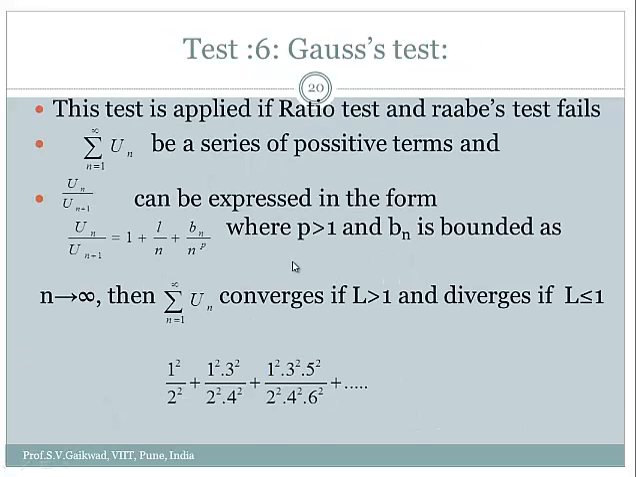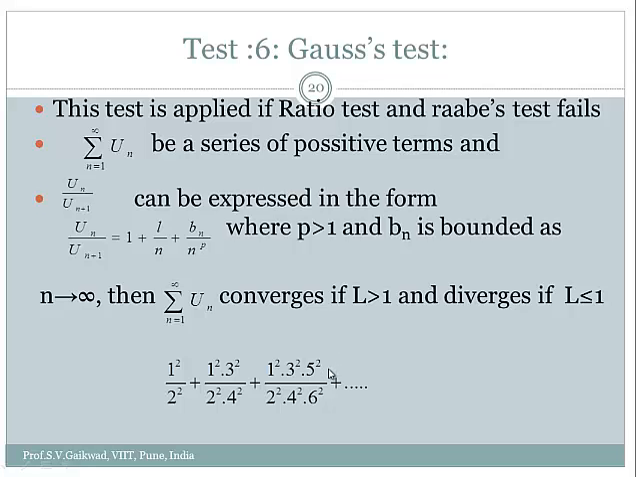Now in Raabe's test again, if limit is 1, ratio test fails, Raabe's test fails. In that case we apply the Gauss test. So if ratio test and Raabe's test fails, we can apply Gauss test. In this case, the ratio un upon un plus 1 is expressed in this form: 1 plus L by n plus Bn upon n raised to p, where this p is greater than 1 and this Bn is bounded as n tends to infinity. Then the series converges if L greater than 1 and diverges if L is less than or equal to 1 here. So we don't have to go for another test here. This completes that sequence: ratio test, Raabe's test and Gauss test.